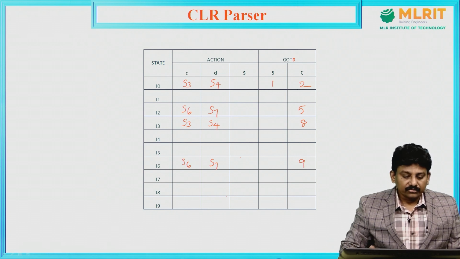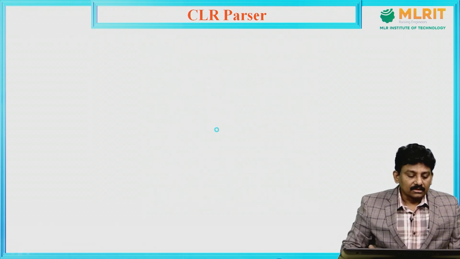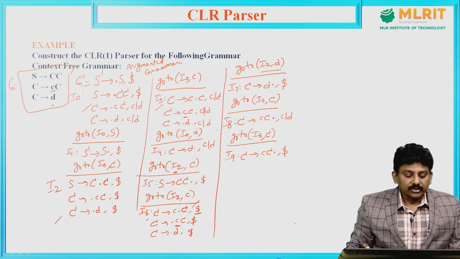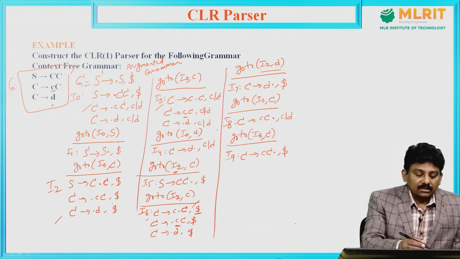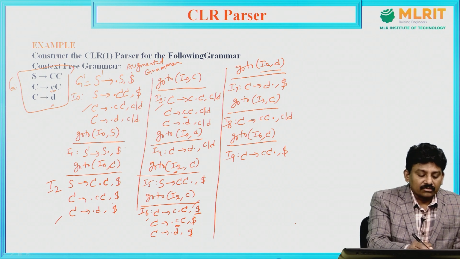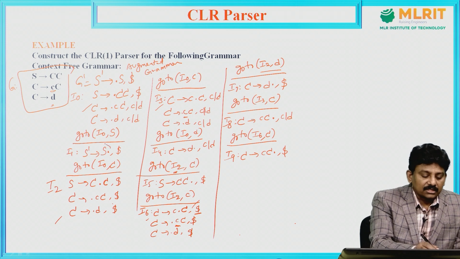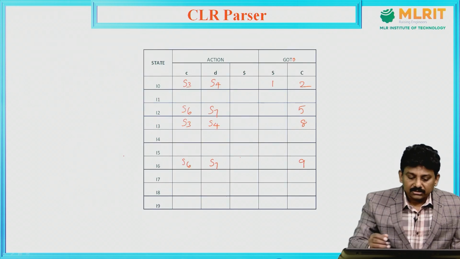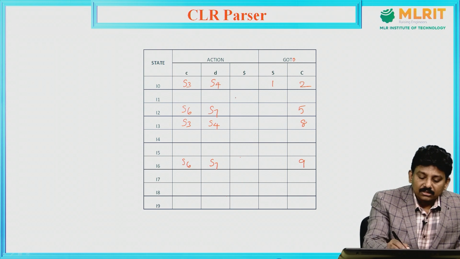Now we are going to fill the reduction actions. How can we fill the reduction actions? By seeing the dot at the end of the RHS. In the augmented grammar, there is a dot at the end of the RHS in I1: S dash derives S dot. So in the first row, under dollar, write accept; row 1 under dollar, write accept.